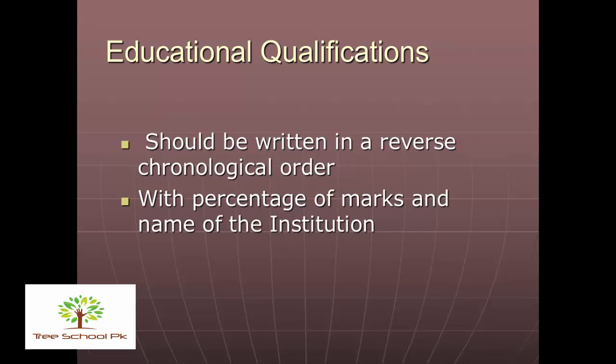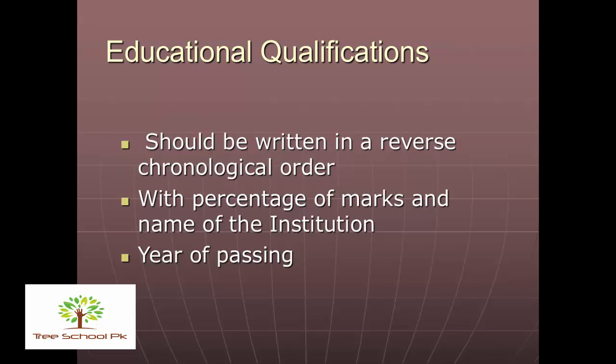If you have got a good position, then write out the percentage. If you did not get a good position, do not write the actual percentage, as that is a bad impression for you. If you have a third division or a second division with a low percentage, however you have a good reputation of the institution, then write that as a plus point for you. And the year of passing is another thing that must be written in the CV.